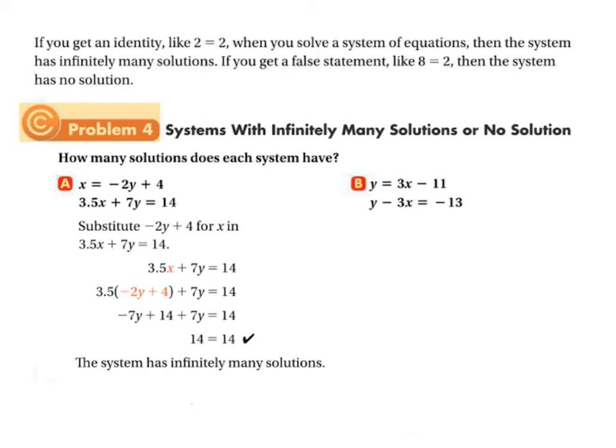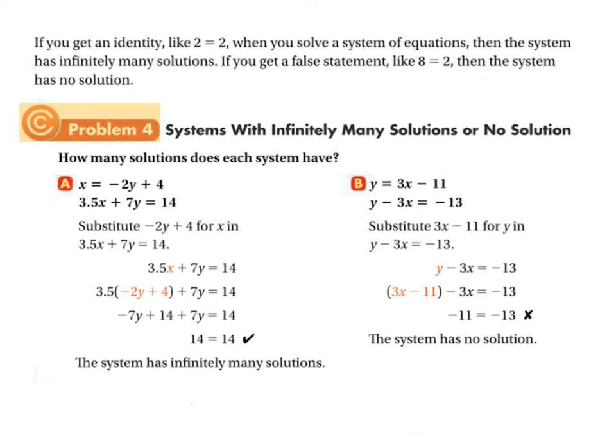Okay, so what about this one? Well, we have y is equal to 3x minus 11, and so we can substitute 3x minus 11 in here for y. And when you simplify this out, notice you try to get rid of the y term and just be left with x terms. And the x terms now actually all cancel out too. But what you get is a false statement. That's not true. That means there is no solution. Okay? And that's the idea with this.